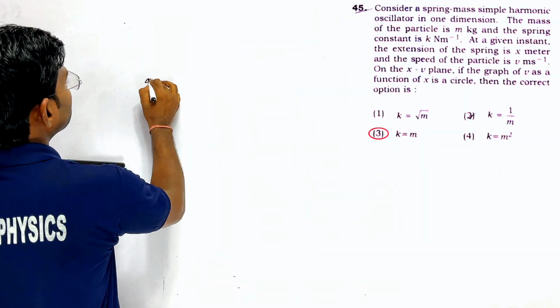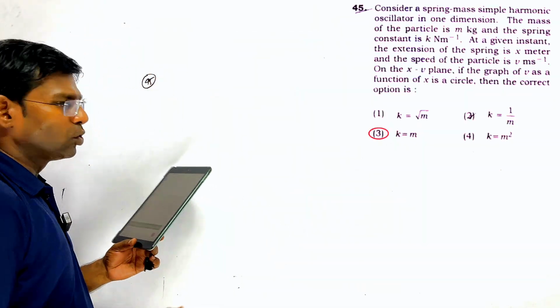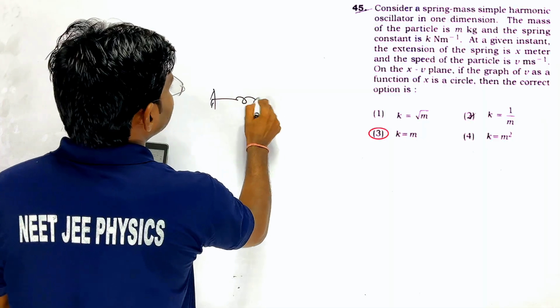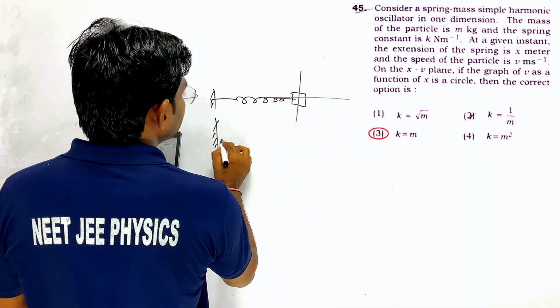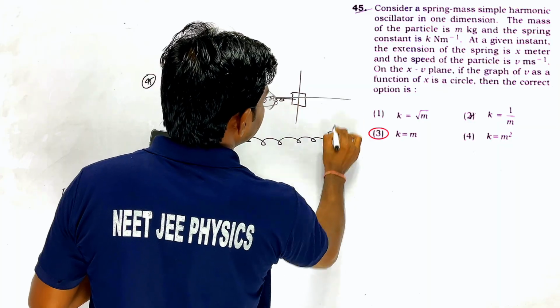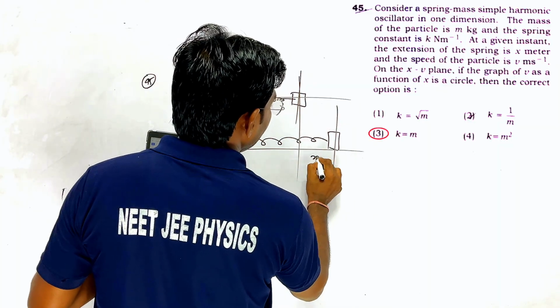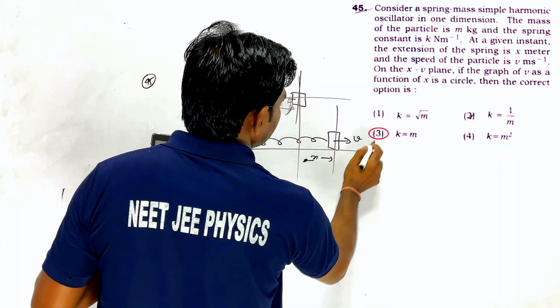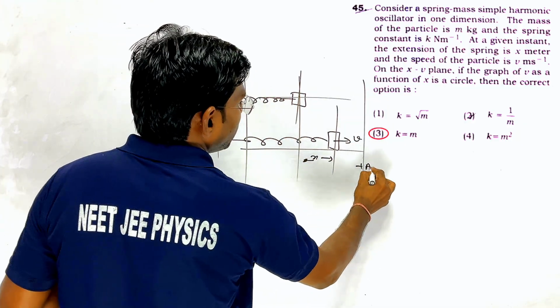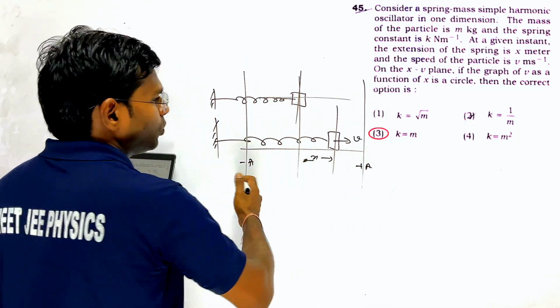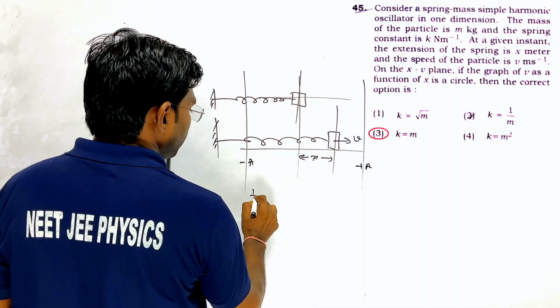So read this last question 45. This is also a very good question. The spring mass system is given over here, right? So when the mass is at distance x from its mean position, its speed is assumed to be v. Suppose this is oscillating between plus a and minus a amplitude. So the total energy is what?